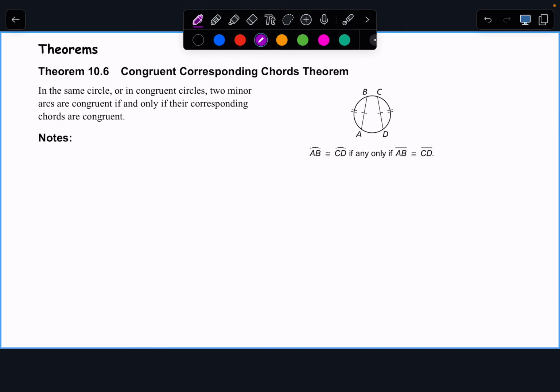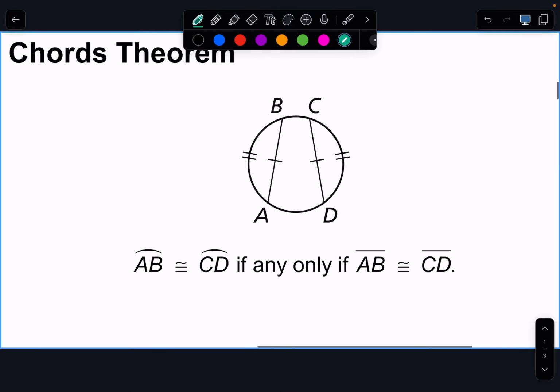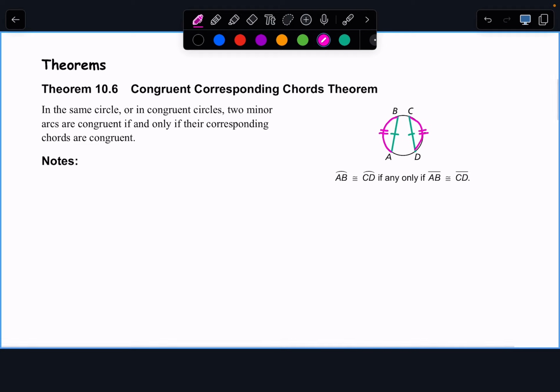Okay, the first theorem we're going to talk about today is the congruent chord theorem. Do you see in this cute little picture that chord AB and chord CD are congruent? Then what that means is that the arc measurement of AB and the arc measurement of CD will also be congruent. Okay? You can go forwards and backwards with that theorem because it's an if and only if.